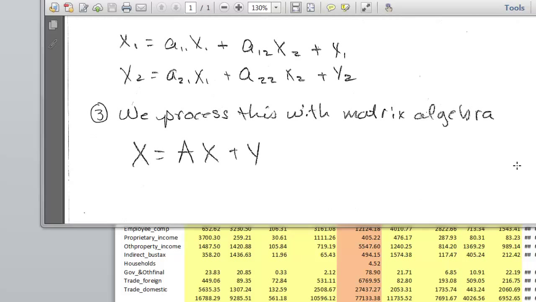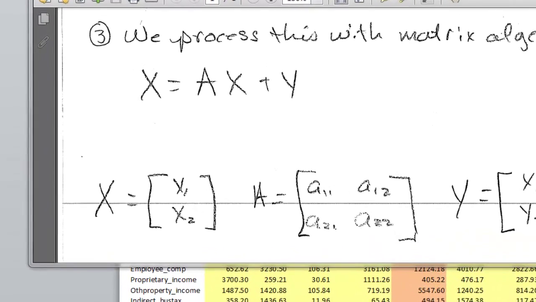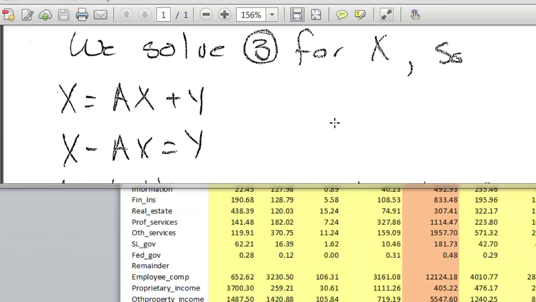So we're going to process this with matrix algebra where x equals a of x plus y. Now I want you to look back up here. x equals a of x plus y, where x, my matrix x, equals x1 and x2, equals a of x. Well, my a's are my coefficients, and this is my table of coefficients, a11, a12, a21, a22, plus y. Again, those are going to be my final demands, y1 and y2. Okay, now what we're doing is we're solving for that where we left off on step 3 just previously.